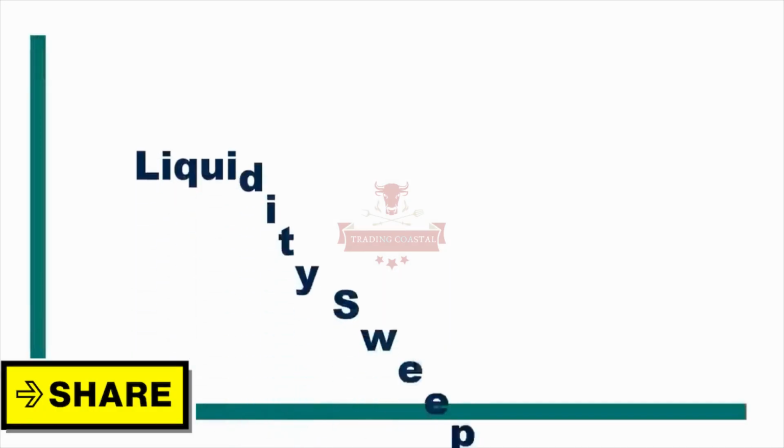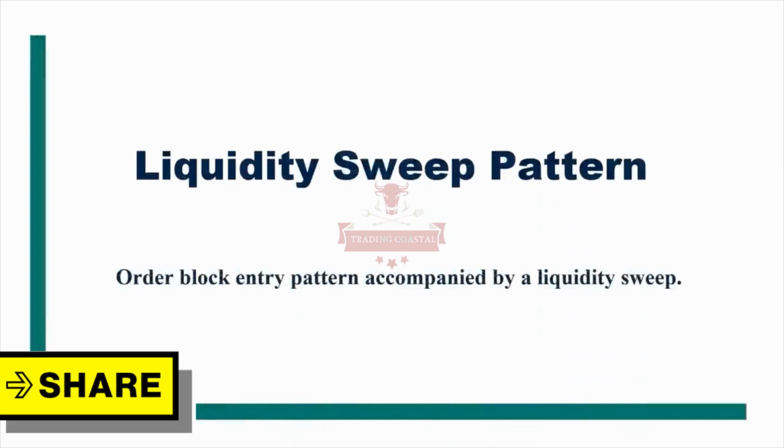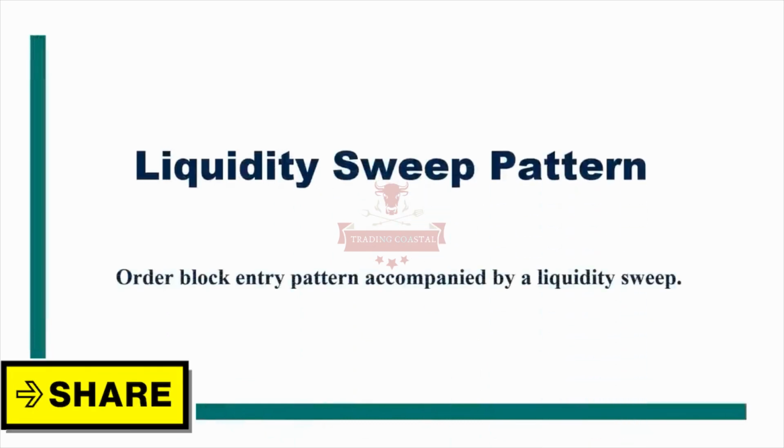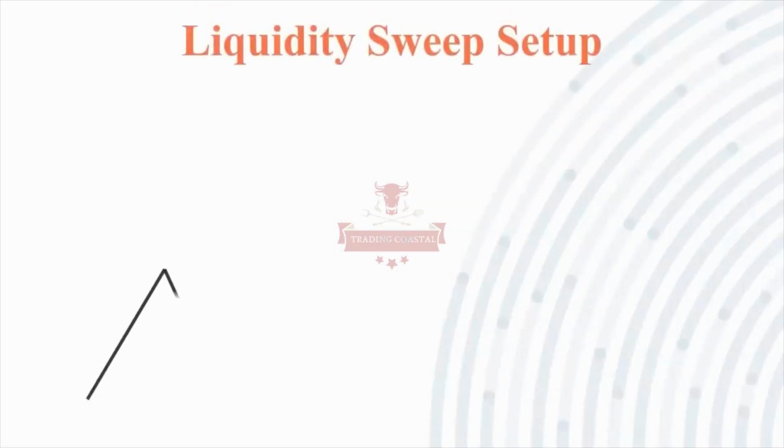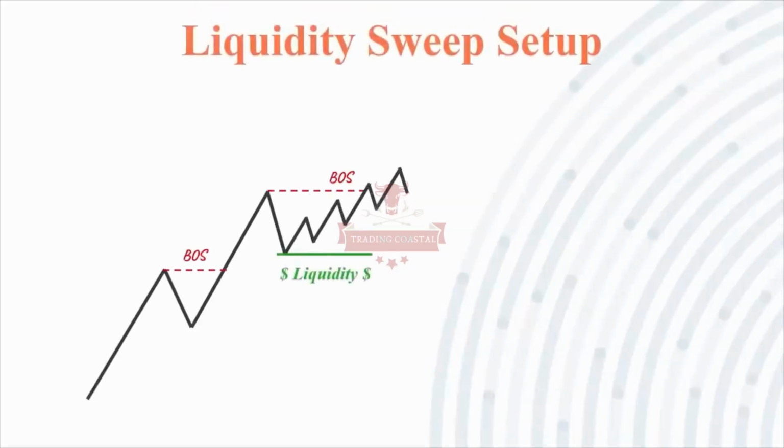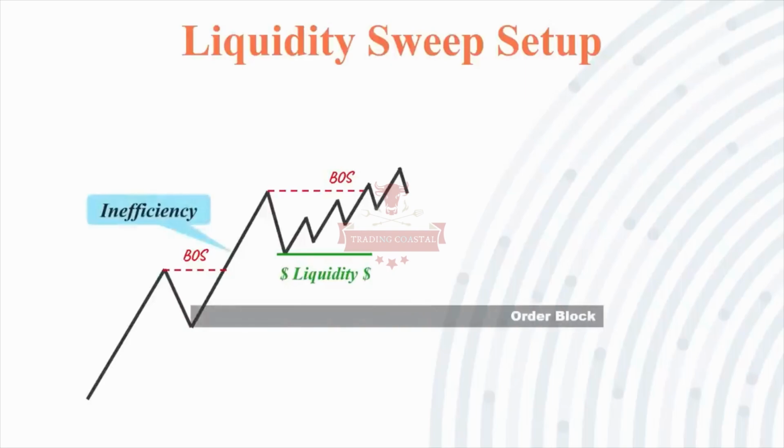The second trading strategy is an order block entry pattern accompanied by a liquidity sweep. Imagine we are in an uptrend, and the latest move breaks the market structure to the upside but has no inefficiency. On the other hand, when we look at the left side, we realize there is inefficiency precisely below the swing low and a valid order block zone. So in this case, there is a higher chance for the price to break below the swing low, grab the liquidity, and continue pushing up when it taps into the order block demand area.